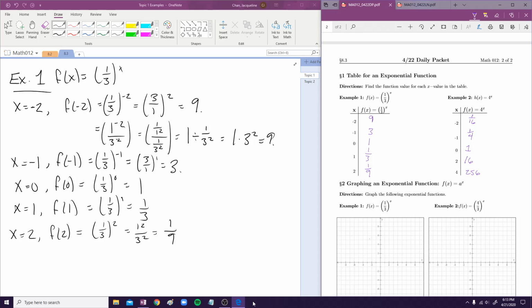So this is how you find values for exponential functions. And next we will learn how to graph them.